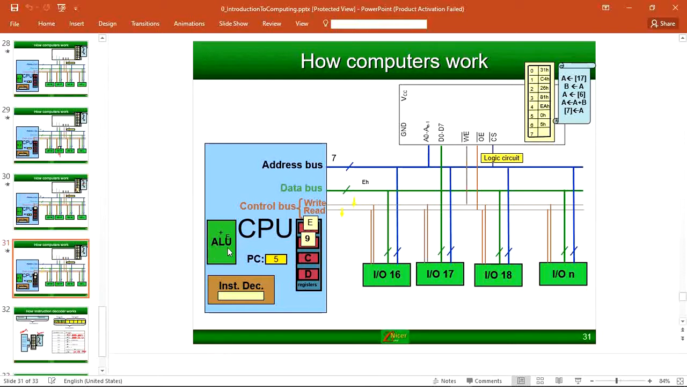this arithmetic logic unit. These 16 input IO devices such as 16, 17, 18 are used to display or pass the address with the help of the address bus, and then the data is moved towards the register with the help of this data bus. So this is the basic arithmetic logic unit operation, with the program counter, instruction decoder, and registers in the structure of the central processing unit.